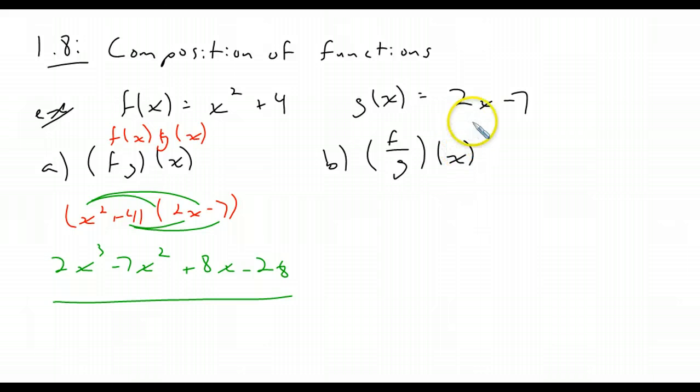Over on the other side, f divided by g, this is f of x divided by g of x. So I can literally just take my function f of x, x squared plus 4, divided by g of x. Well, g of x is 2x minus 7.